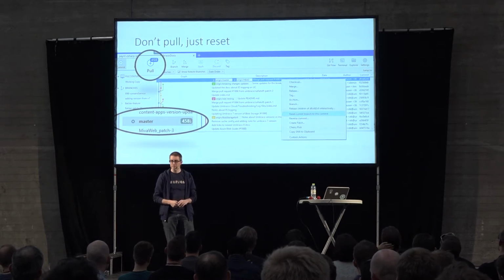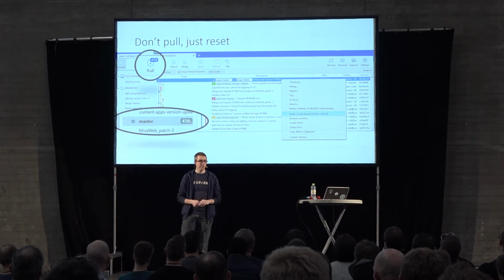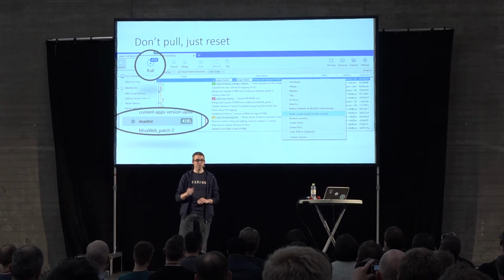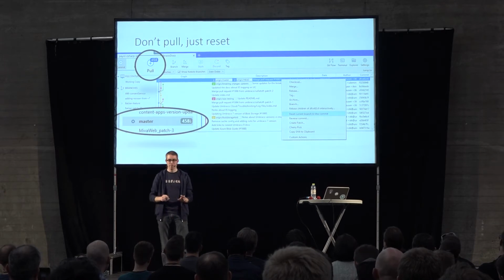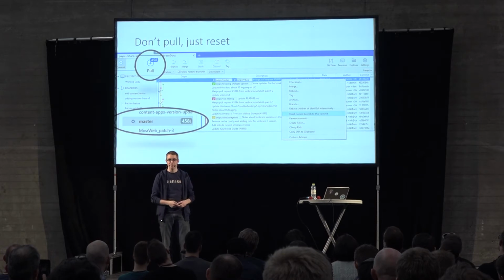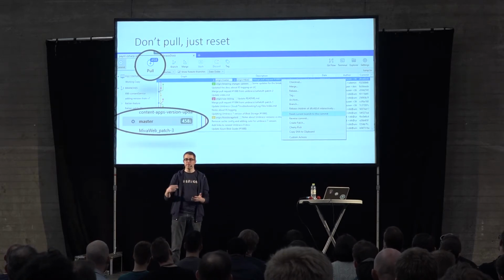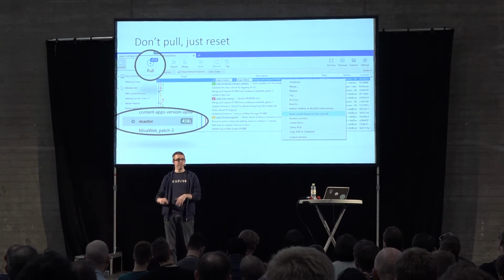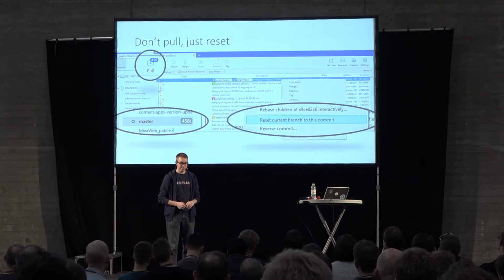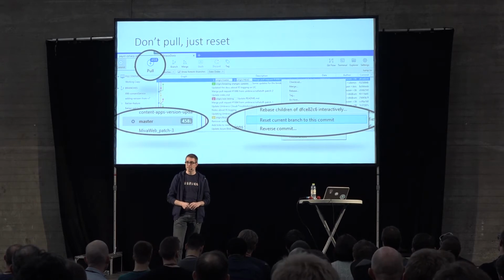What you could do is right-click and say, reset current branch to this commit. It's done like that. It's the best thing I learned from Git Extensions. Git Extensions does that by default, apparently. You don't need to pull everything, because it's already in the repo. You just need to reset your branch to that commit. So reset current branch to that commit, perfect, awesome thing.